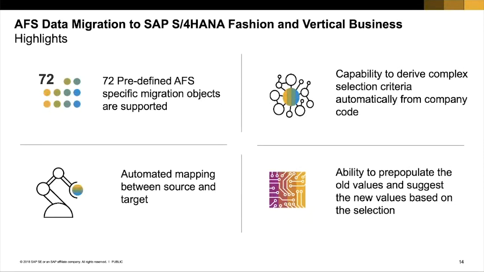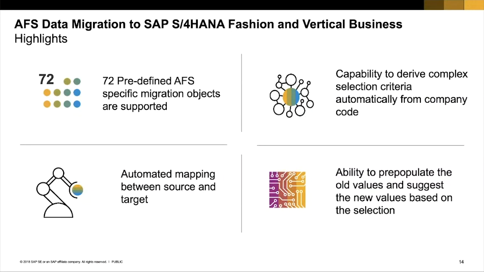Another point I want to emphasize here is in many of these migration objects, you may prefer to use internal number ranges. So you may be creating a sales order in the S4HANA system, but your configuration says that I need to use internal number ranges. So a new sales order gets created in the S4HANA system, which is relevant to an existing sales order in the AFS system. But this mapping is also created in Migration Cockpit.